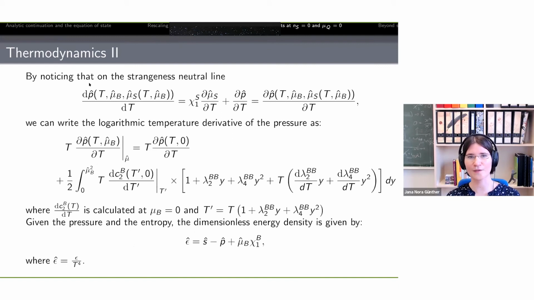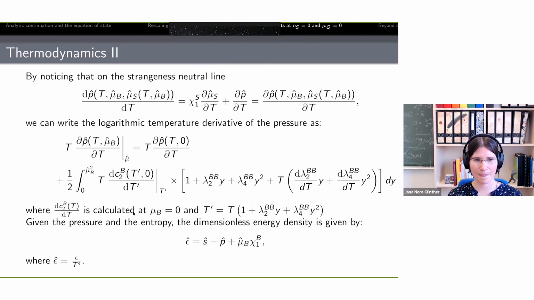Also, we want to stay on the strangeness neutral line, which means that we do our derivative of the pressure with respect to temperature. Again, the strangeness neutrality will eliminate one term, which makes the total and the partial derivative the same. And with that information, we can rewrite our temperature derivative, and then actually the expansion coefficients I calculated before show up in this formula. And here we also need their temperature derivatives.